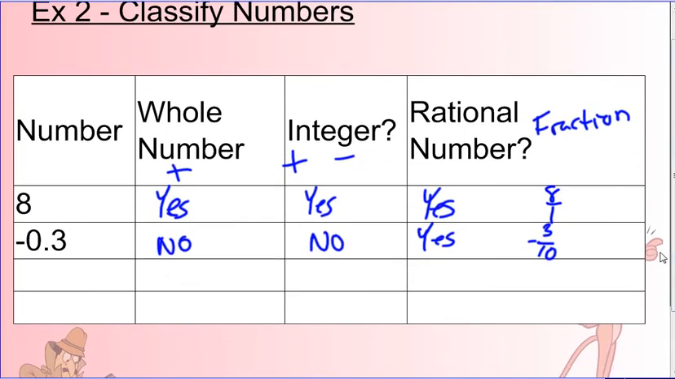Now, I'm going to give you two numbers I'd like you to try. So here's 2 and 1/2. So fill in the yes and no's. And the last one is negative 18. So go ahead, pause the video quickly, do those two problems, and see how you did.